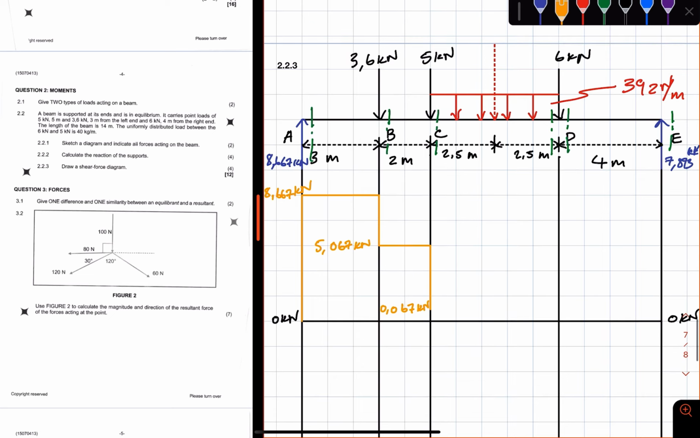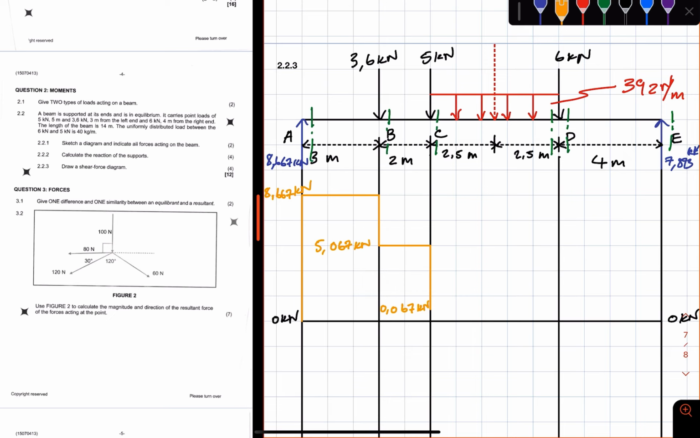Now section D has sections on either side of it, right? So first we're gonna deal with the section on the left, and then we're gonna deal with the section on the right of D, right? Now, because there's a UDL between C and D, the line we're going to draw from C to D is going to be a diagonal one, because we have a UDL. So whenever you draw a line between points where there's a UDL, the line has to be diagonal, right?